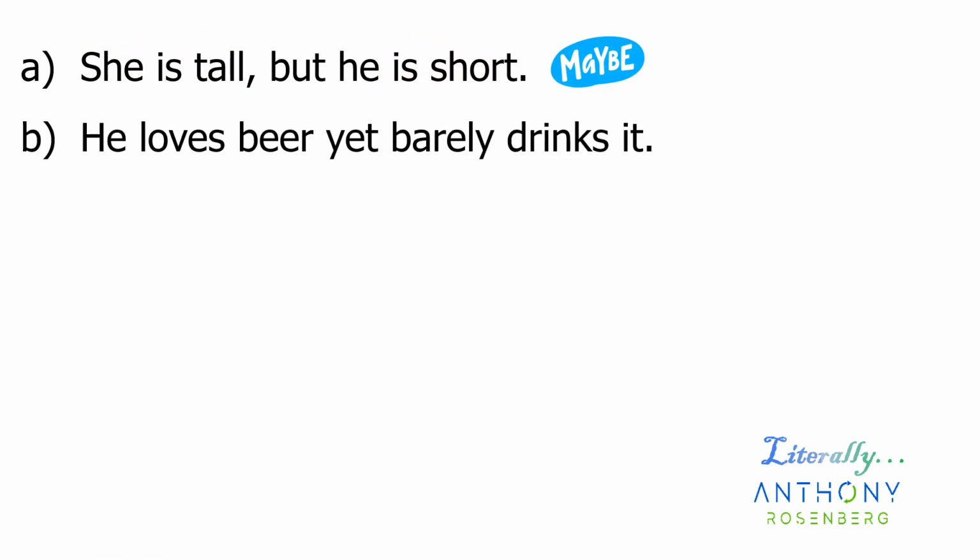Second one: he loves beer, yet barely drinks it. We have two verbs, "loves", and we also have "drinks". But where's the subject for the second verb? The second subject is in ellipsis. So, he loves beer, yet he barely drinks it. Because the second subject is in ellipsis, this is correct. You don't want to put a comma in there.